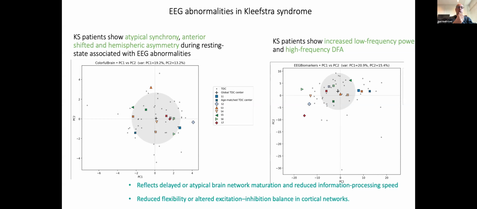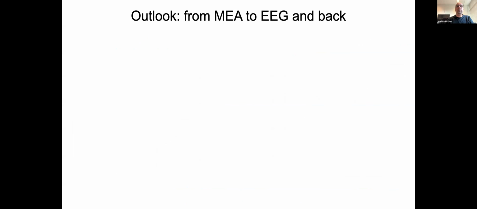And it's interesting because those are features that have been seen more in the general population of neurodevelopmental disorders, and they reflect in a way an atypical brain network maturation and also reduced processing speed. Although we have not yet measured this E/I balance here, the data plotted on the right are also suggestive of a difference in excitation inhibition balance. But this analysis is ongoing.